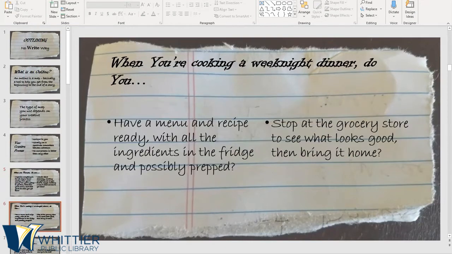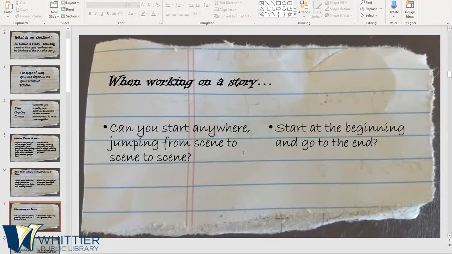When you're cooking a weeknight dinner, do you have your menu and recipe ready with all the ingredients in the fridge and possibly even prepped? Or do you stop at the grocery store at the last second, see what looks good, and then bring it home? When you're working on a story, can you jump anywhere, from scene to scene to scene? Or do you start at the beginning and have to go to the end?